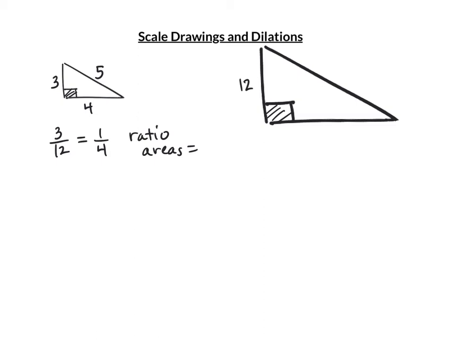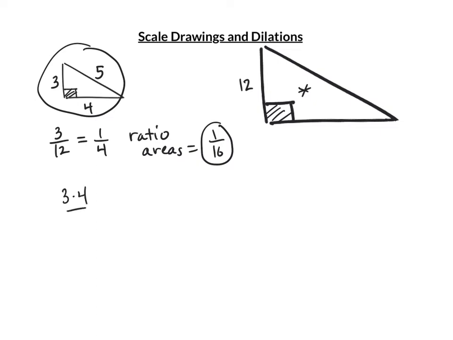I would square them both. 1 squared is 1. 4 squared is 16. 1 to 16. This triangle here would have 16 times the area if the scale factor was 1 to 4. I can look at this triangle and find the area like we did on the previous page. 3 times 4 divided by 2, 12 divided by 2 is 6. I know that the 1 corresponds with the small triangle and the 16 with the large triangle.